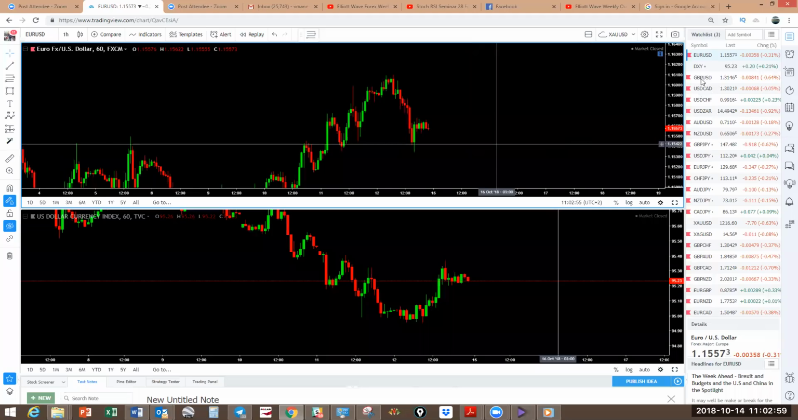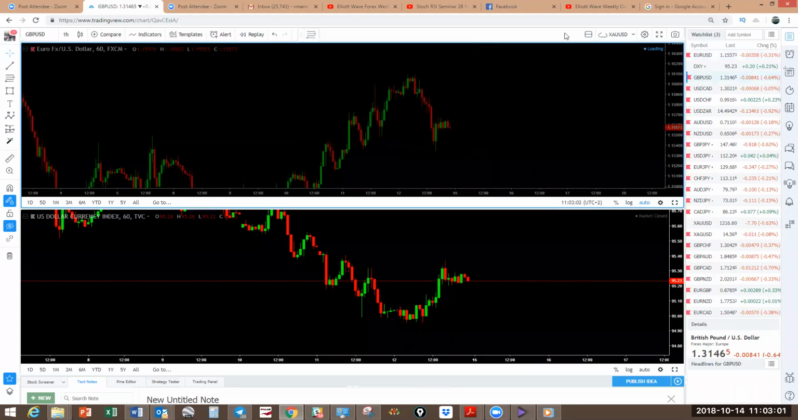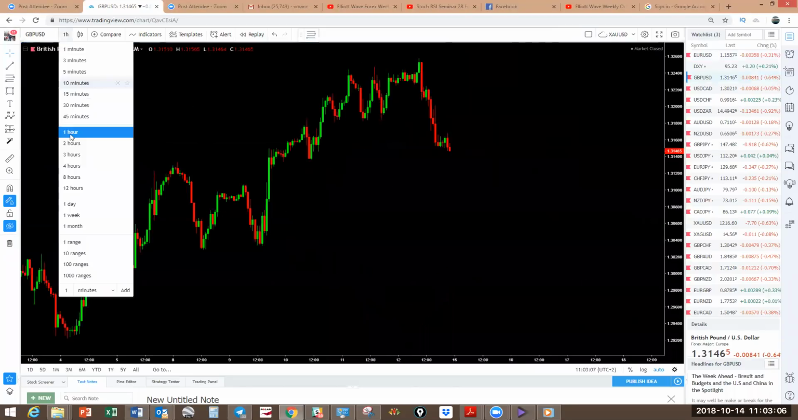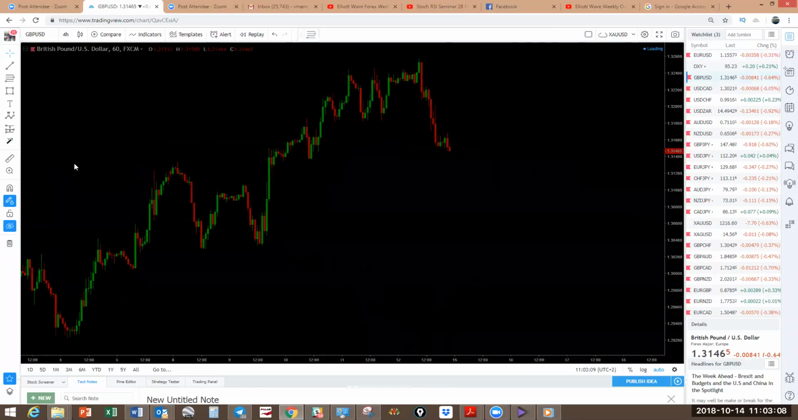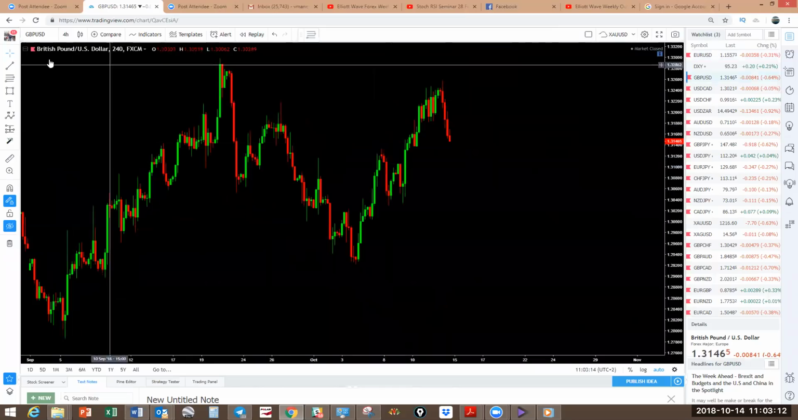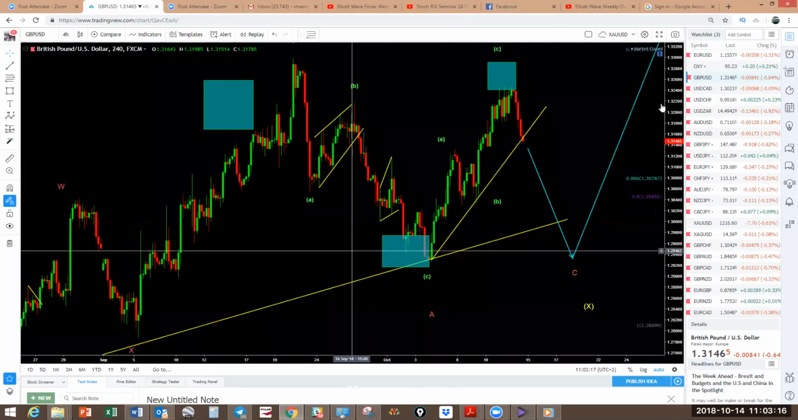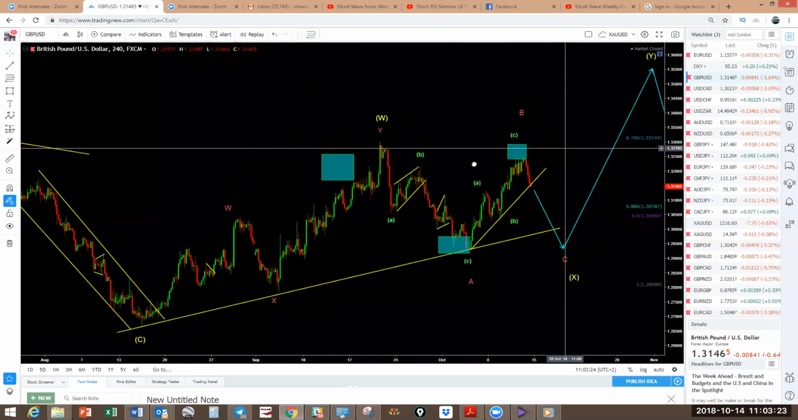Pound US dollar. Let's go to the other pairs. I'm mostly going to look at the 4-hour charts today. Right, so let's show everything there. So pound US dollar, you can see from the blue box, we expected that it's going to make that move. There's a possibility, 2 possibilities here on pound US dollar.